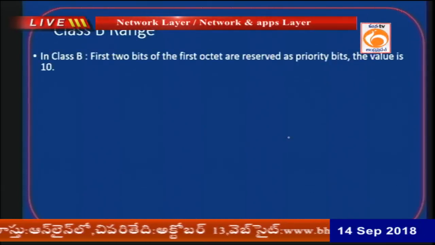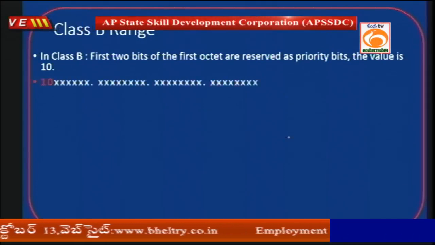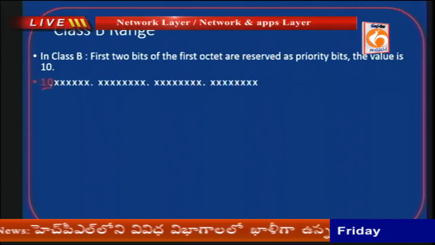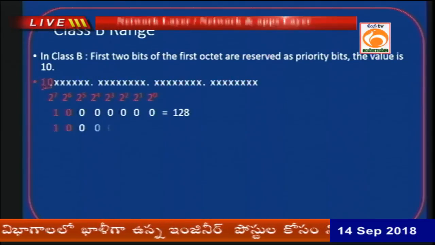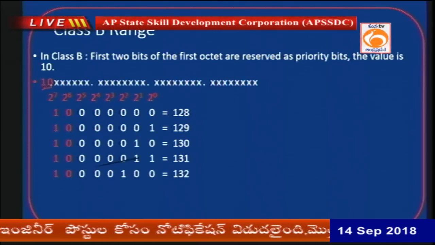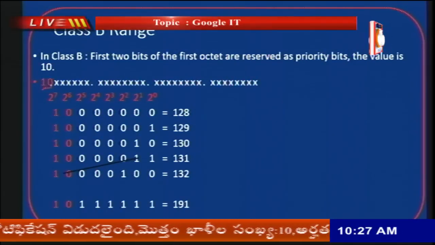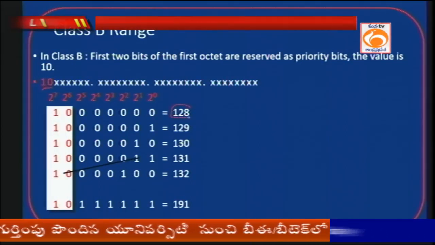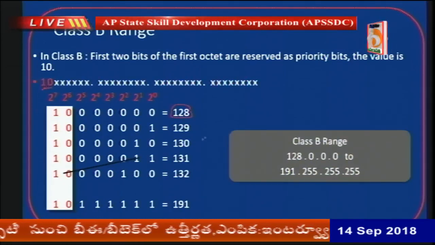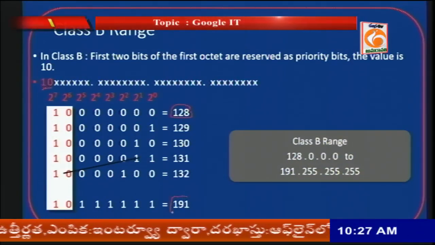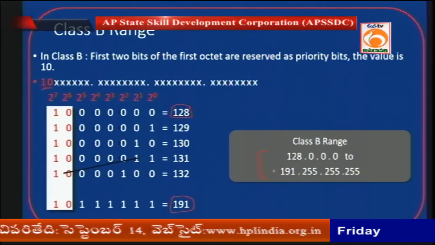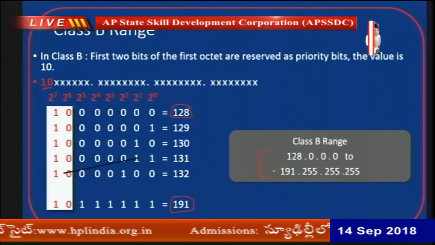So in class B, we have 2 priority bits reserved, that is 1 and 0. So out of the 8 bits in the first octet, you can see 2 bits values have been reserved as 1 0, and then the rest of the 6 bits are available for use. So the value starts from 128, as the numbers 0 to 127 have been used up by class A. So class B IP addresses start from 128 and go on up to 191. This is the range of IP addresses for class B. So we have got the class B range using the same logic, same formula.